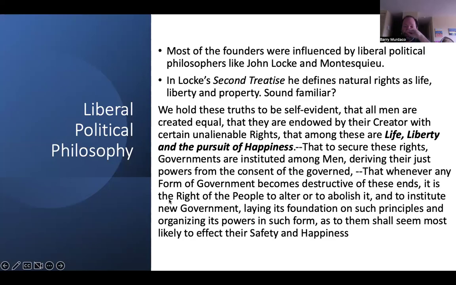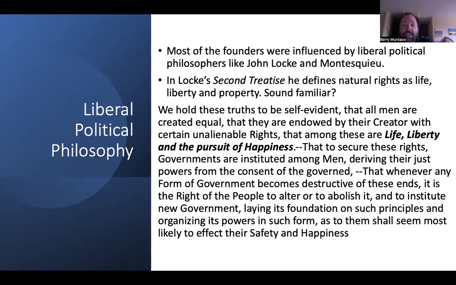So, of course, most of the founders, even preceding the Constitution, were influenced by liberal thinkers like John Locke and Montesquieu, so-called social contract theorists. The term liberal was not even really used at this point in time. Liberal is another term which comes into the political lexicon after the French Revolution, but retroactively, we now consider people like Locke and Montesquieu to be liberals.